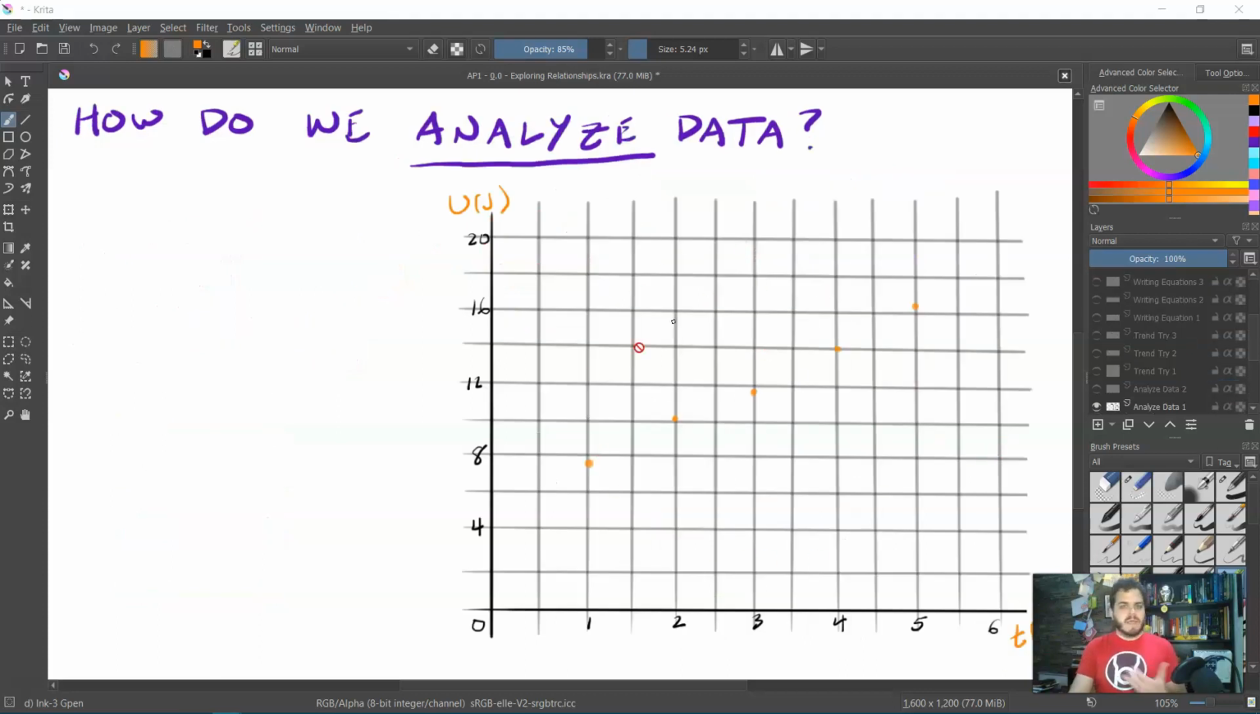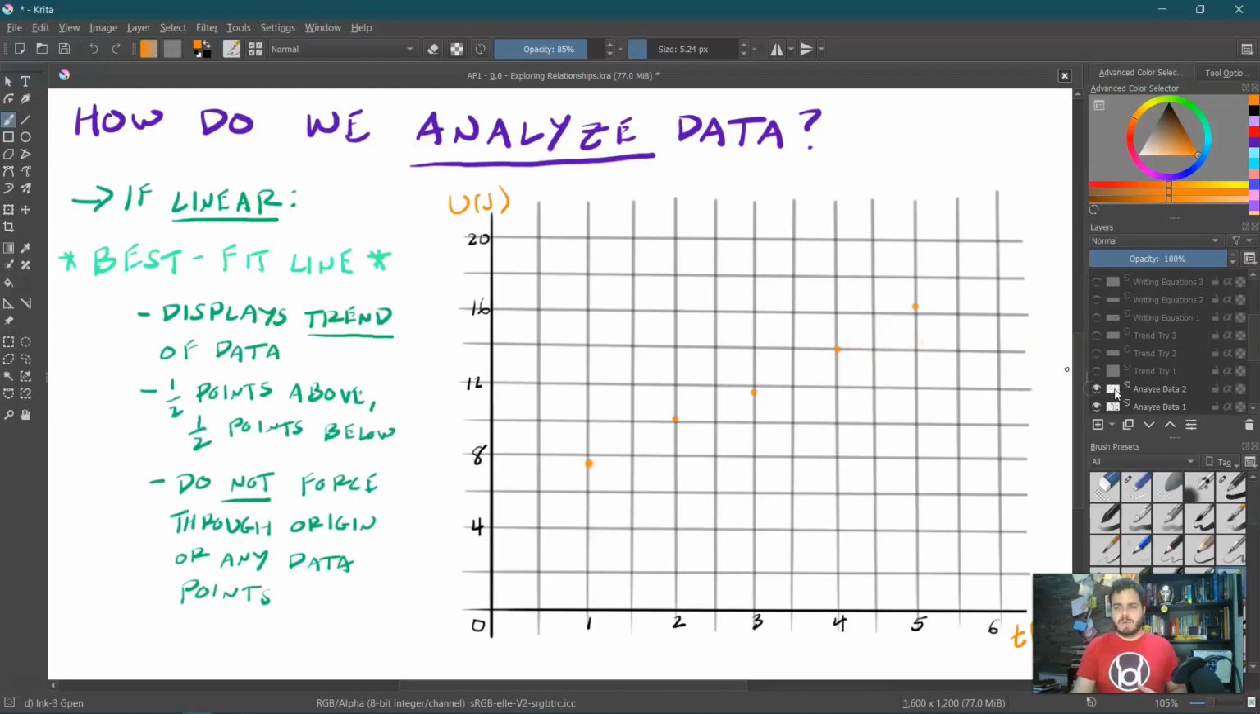Now that we've plotted our data, we've organized it into a graph, how can we analyze it to figure out this relationship? Well, typically, if it is a linear line, which this one is pretty darn linear, we can use a line of best fit, or a best fit line, which will display the trend of the data. When we draw this, usually you're going to use a straight edge, a ruler or something like that. You want about half the data points above the line, about half the data points below the line. We really don't need to be more precise than that.